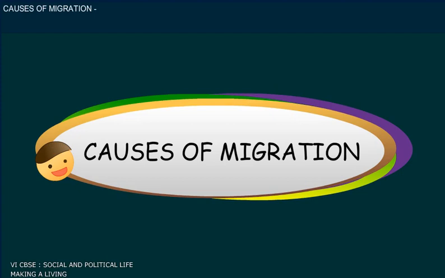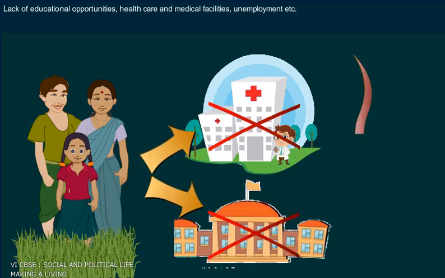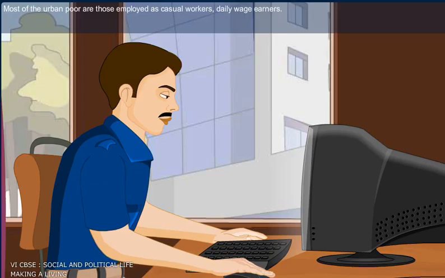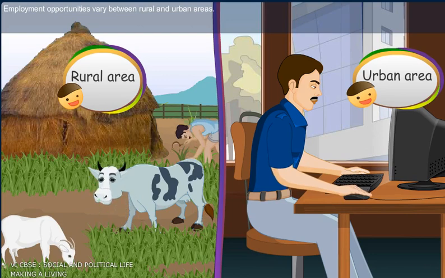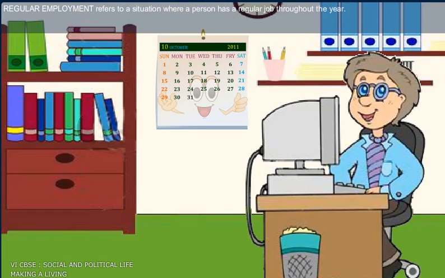Causes of migration: lack of educational opportunities, healthcare and medical facilities, unemployment, etc. Most of the urban poor are employed as casual workers and daily wage earners. Employment opportunities vary between rural and urban areas. Regular employment refers to a situation where a person has a regular job throughout the year.